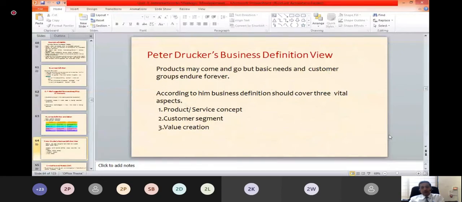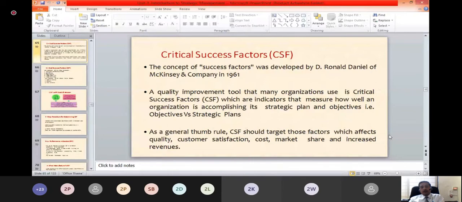Then Peter Drucker's view also we discussed. Then the different important concept like critical success factor. We saw what is critical success factor. So critical success factor, we can say that it is a quality improvement tool that many organizations use. So these are some indicators. These critical success factors are indicators that measure how well an organization is accomplishing its strategic plan and objectives, that is objectives versus strategic plans, that we discussed in critical success factor.